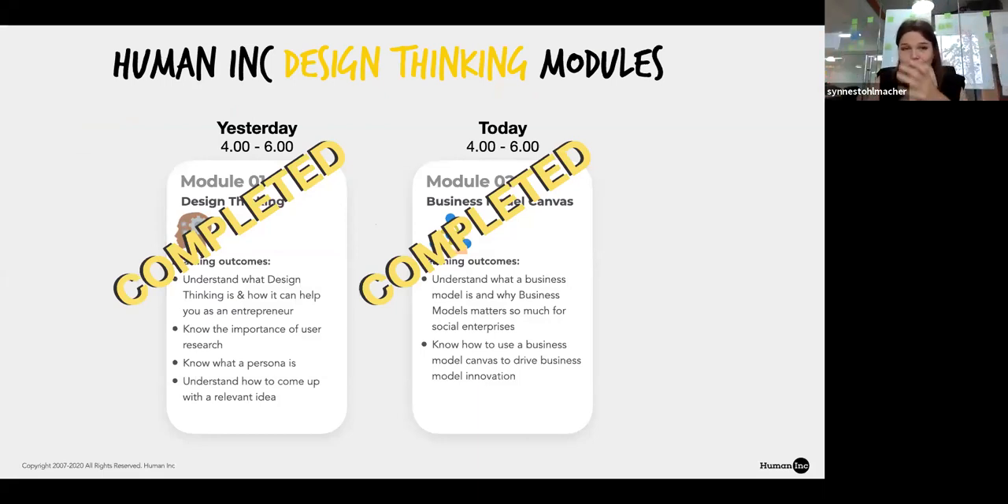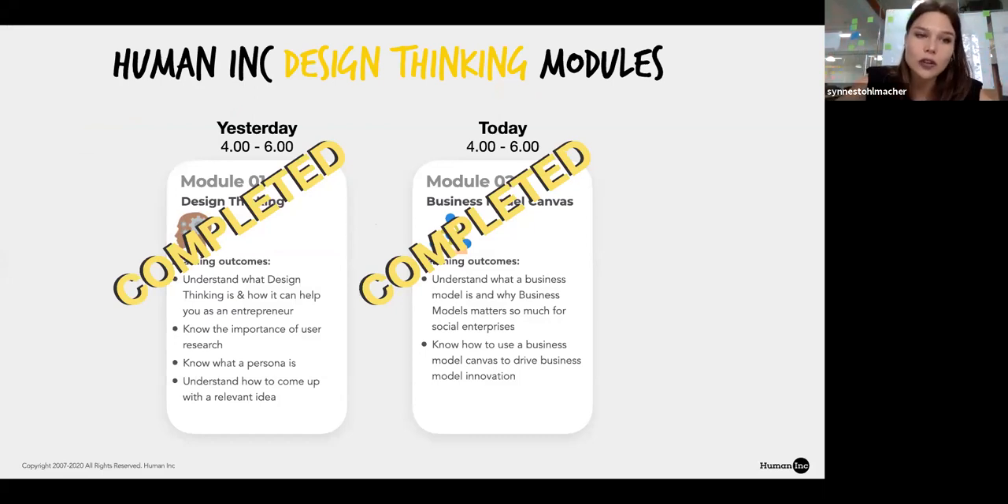Today, we have finished the business model canvas part of this. That means that yesterday we completed the first part of the design thinking module. Today, we completed the second part, which was about business modeling. We have seen many different types of business models. We have seen how we can use the business model canvas to map the entire business model of a social enterprise, and you have already started doing it yourself.